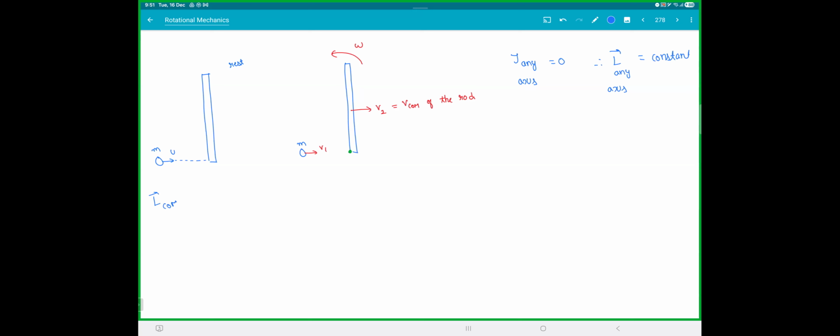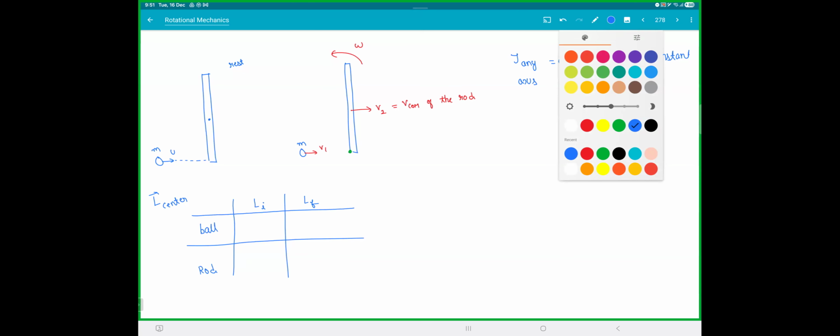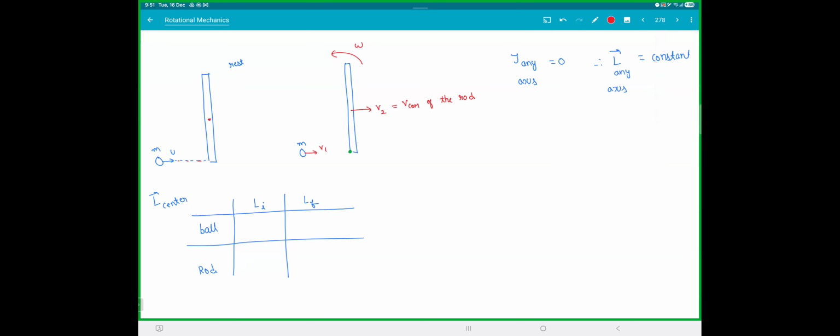Angular momentum about center of mass of the rod. So we have the ball, we have the rod, we have initial angular momentum, final angular momentum. I'm just making a small table. So what is initial angular momentum of the ball? So you're talking about this center. Drop the perpendicular distance: mu L by 2. Direction would be upward, k cap. Final angular momentum of the ball: mv1 L by 2 k cap.